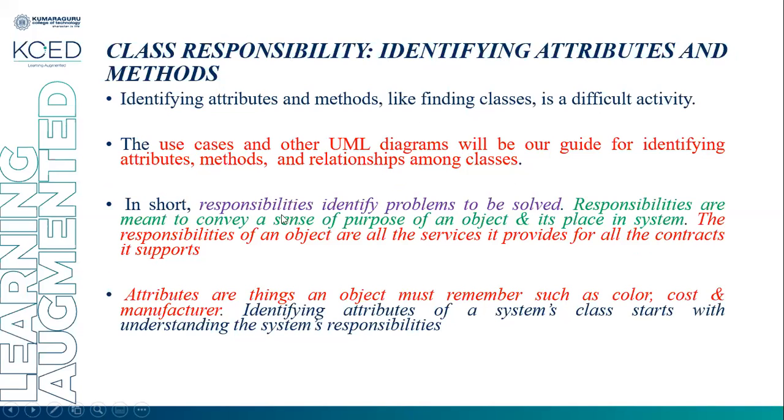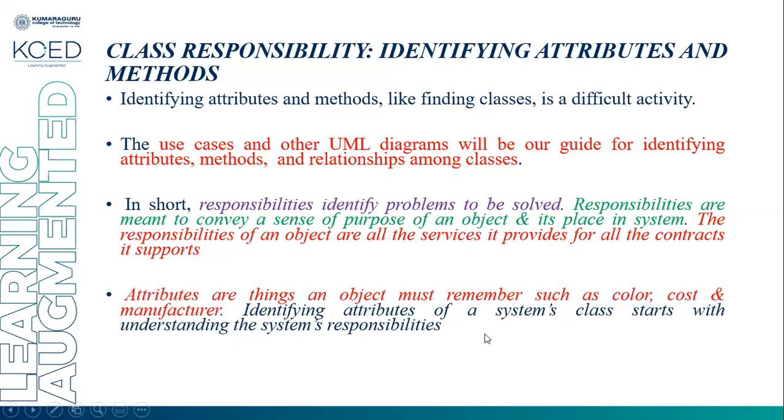In short, responsibilities identify the problems to be solved. The responsibilities are meant to convey a sense of purpose of an object and its place in the system. The responsibilities of an object are all the services it provides and all the contracts it supports. Attributes are the things an object must remember, such as color, cost, manufacturer, etc.